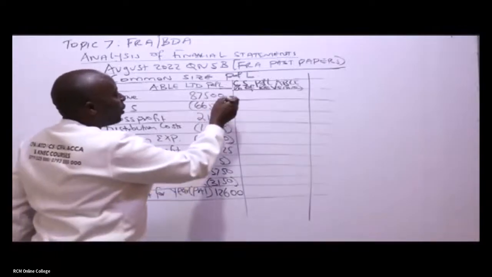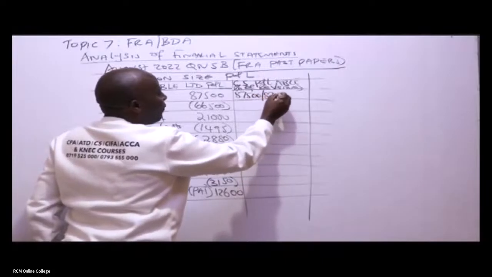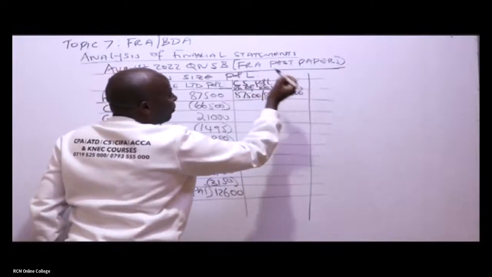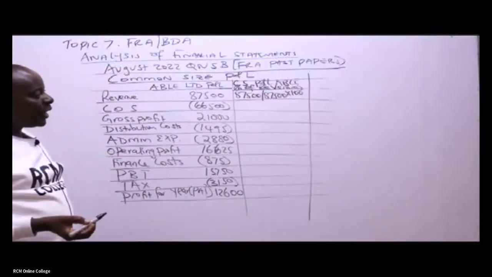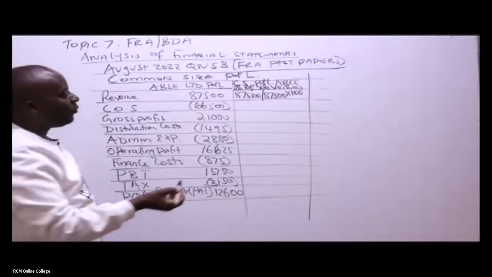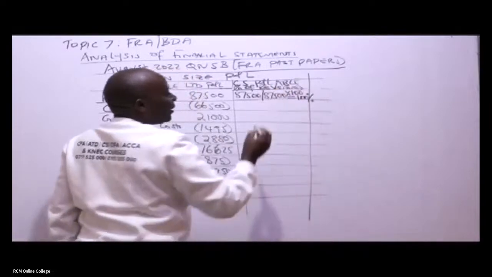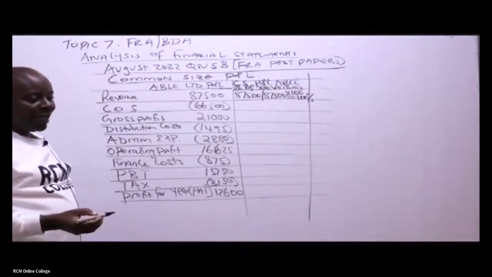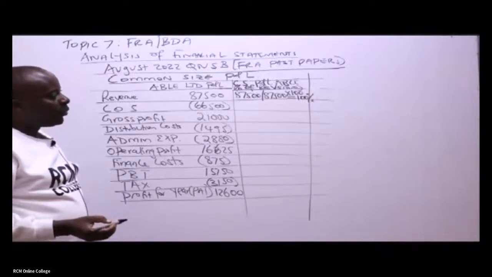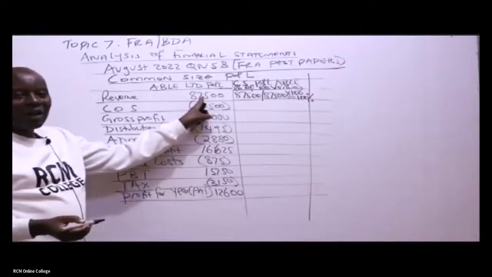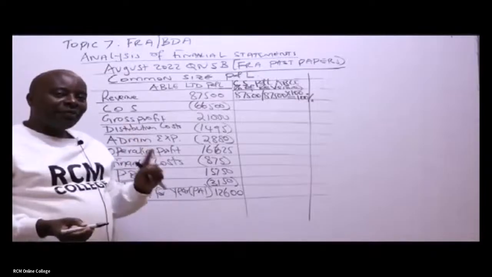Like the first one, this will be 87,500 over 87,500. Whatever I get, I multiply with 100. So of course, the first one will give me 100%, because you see the base revenue is 87,500. So all the numbers here will be divided by 87,500.